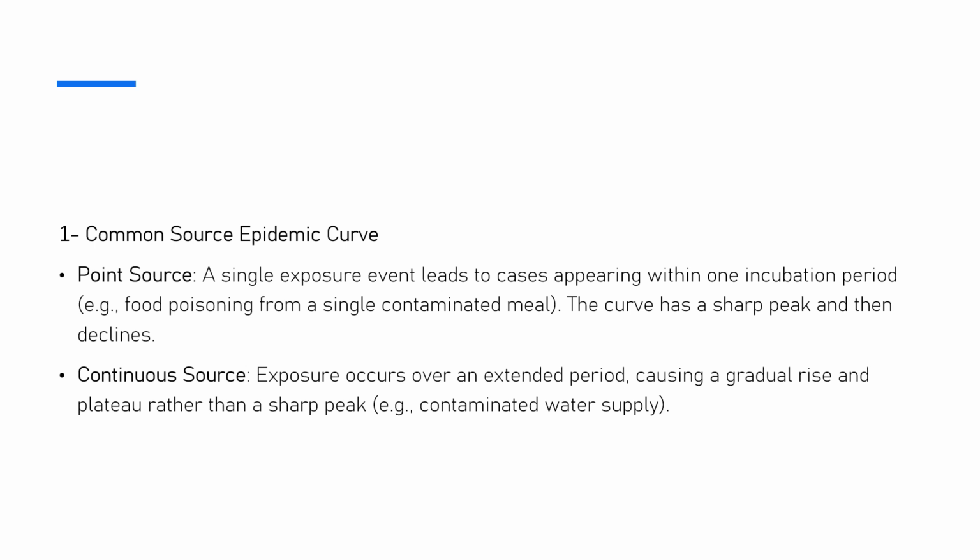But with a continuous source, the exposure occurs over an extended period, causing a gradual rise and plateau rather than a sharp peak. For example, a contaminated water supply. The water supply can spread all over, for example, the region. So it will have a rise. It is hard to control, but we know the source comes from only one place.